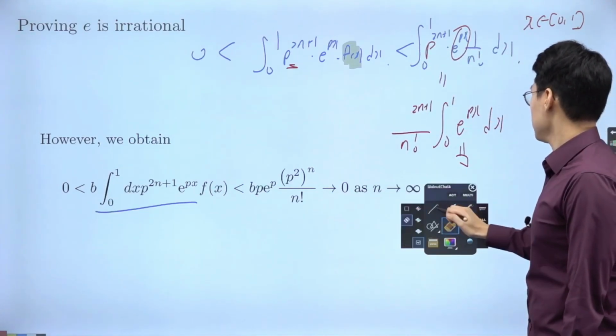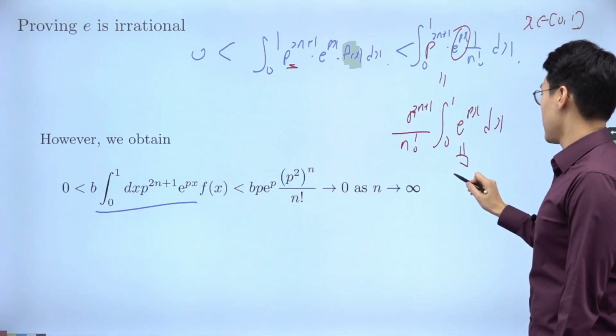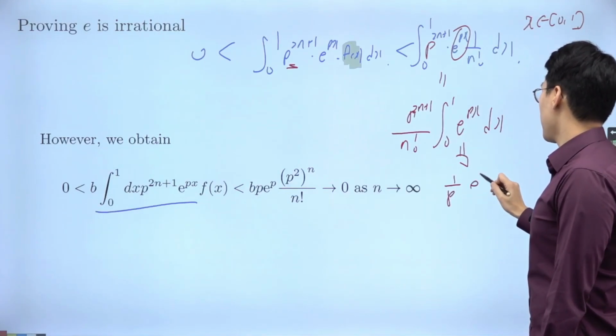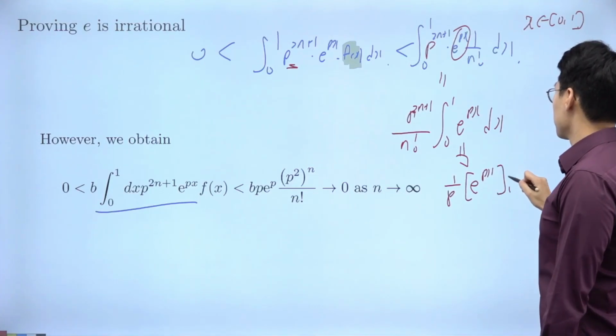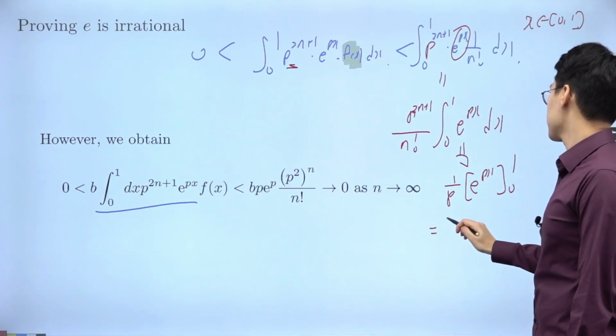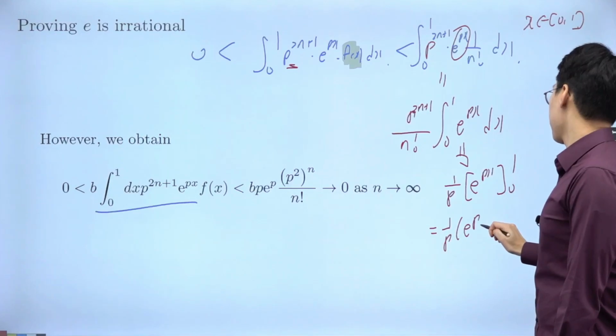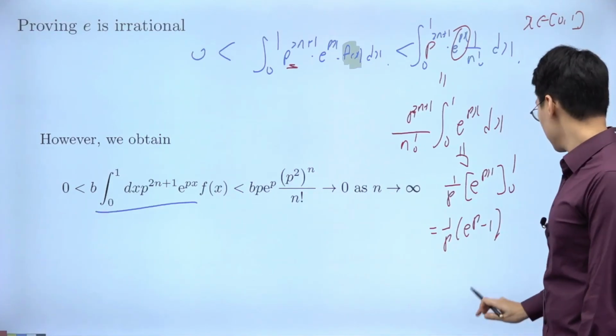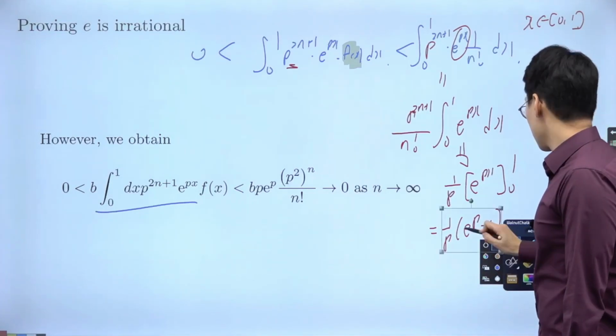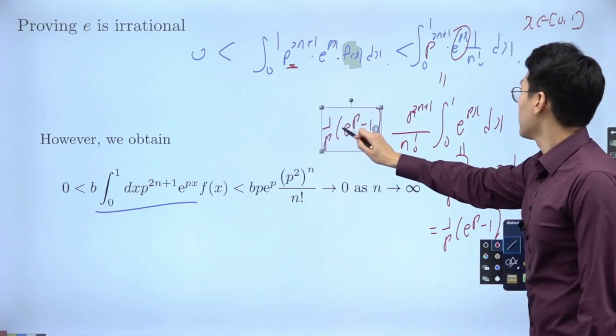So it's p. Okay. And now if you integrate that, it becomes 1 over p times e to the power of px, going from 0 to 1. You see? Then it becomes 1 over p times e to the power p minus 1 is what I've got. Okay? So then I'm going to multiply that onto here, right?